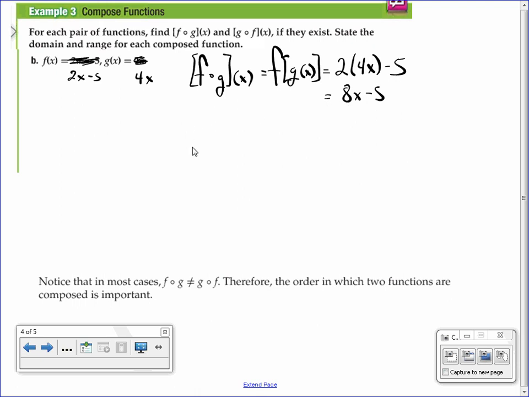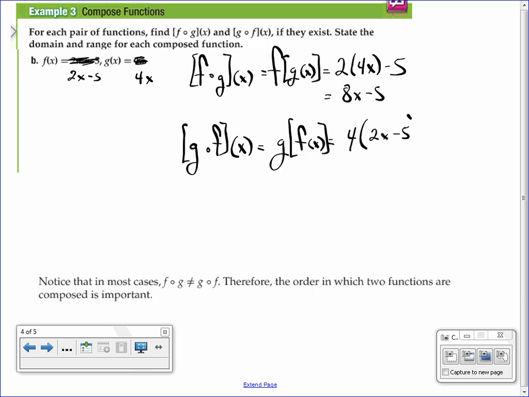Now we'll reverse the process. We'll do G composition f of x, which means that in our G function, we're taking out all of the x's and putting f of x in. Okay, so here's our G function. Our G function is 4x, but instead of 4x, I'm going to do 4 times this, 2x minus 5. And I'll simplify that, and I get 8x minus 20.